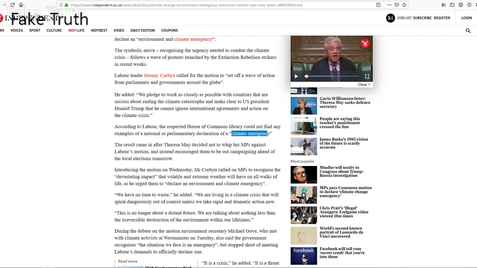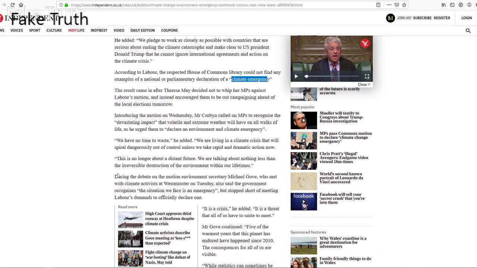It seems like it's working slowly but surely, that people are really, really starting to buy into this whole thing, that it's not really a controversy anymore. We're getting past the controversy. It's an emergency. It's a climate emergency, environmental emergency, crisis, all these sort of buzzwords. There is no longer a distant future. The irreversible destruction of environment within our lifetimes. It's a crisis. It is a threat that all of us have to unite to meet, right?